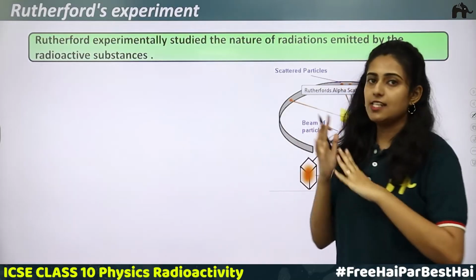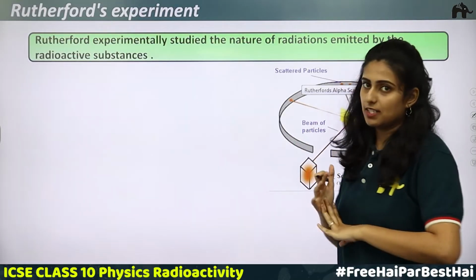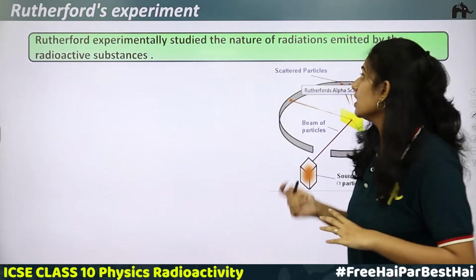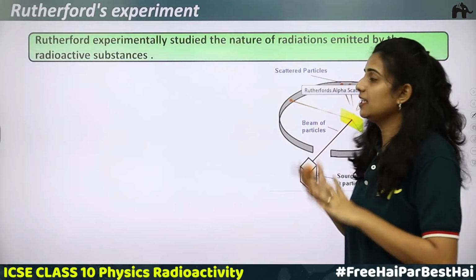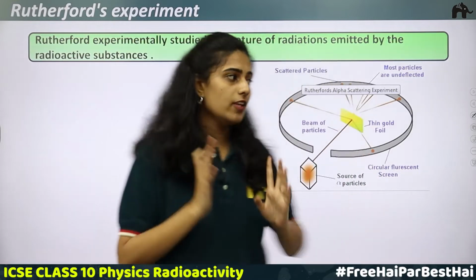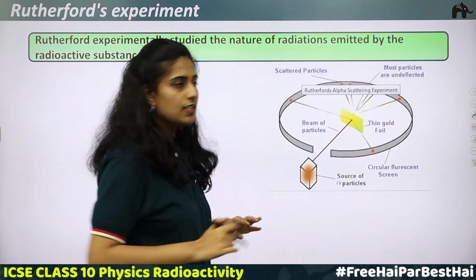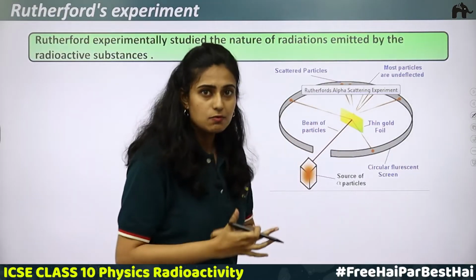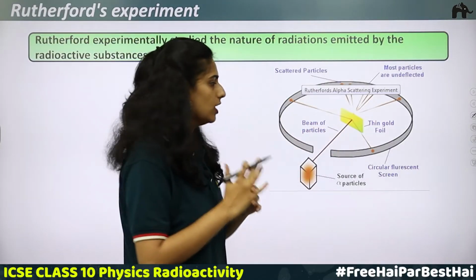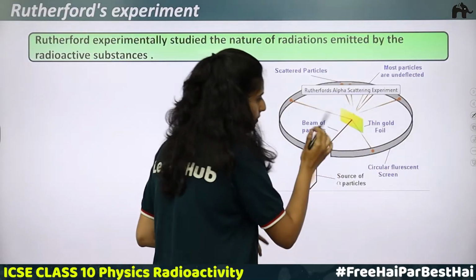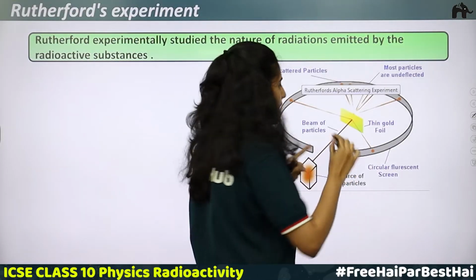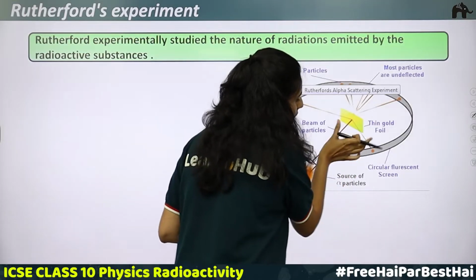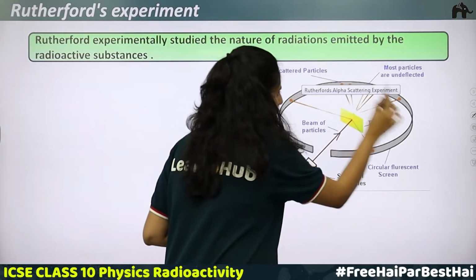Before we study the nature of alpha, beta and gamma particles, let's understand Rutherford's experiment. Rutherford experimentally studied the nature of radiations emitted by radioactive substances. Here we have a source of alpha particles and a thin gold foil. We have studied different atom models, and Rutherford's model is one of them. The alpha particles from the source were passed onto the gold foil, and a fluorescent screen was kept here.